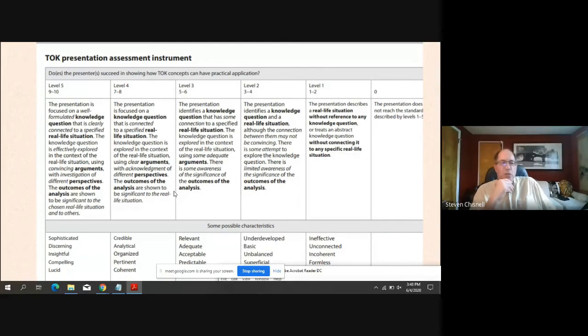Would we say that this was some awareness of the significance of the question? They shown to be significant to the real life situation of Comic Sans, shown to be significant to the chosen real life situation and to others. Oh. Right away, one of those should shout out as being not appropriate as a score.